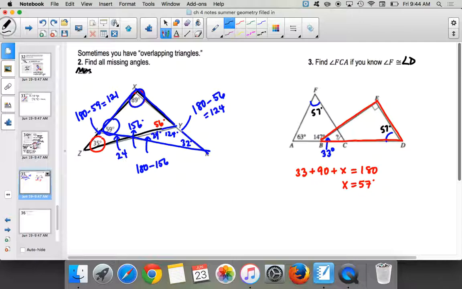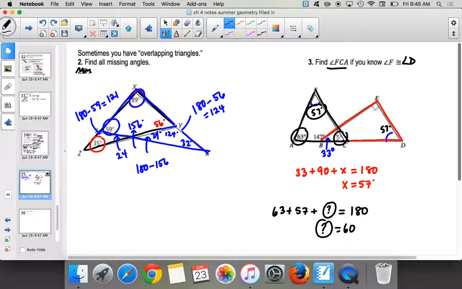So are we able to get the question mark one now? Yeah, we have this triangle right here. So we have 63, 57 and the question mark. I'll just put question mark equals 180. So 180 minus, we're going to subtract out the 57 and subtract out the 63. So we get question mark equals 60. So that's what that angle was. So measure of angle FCA equals 60 degrees.